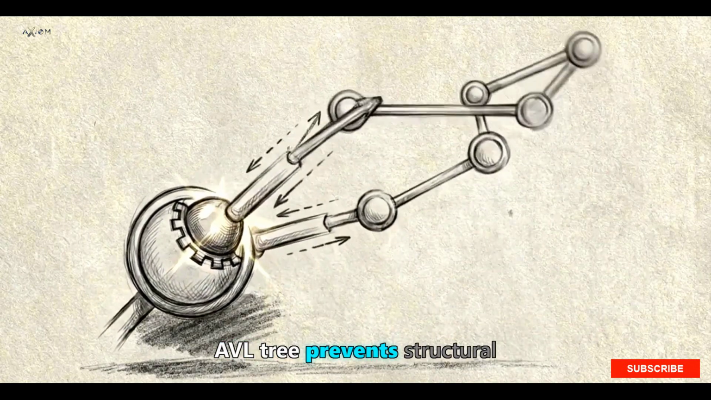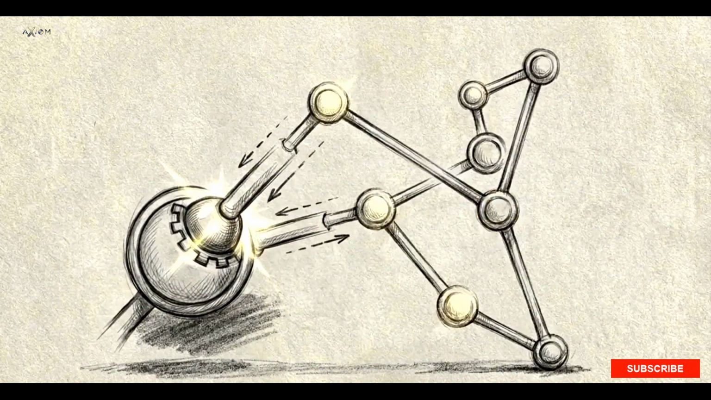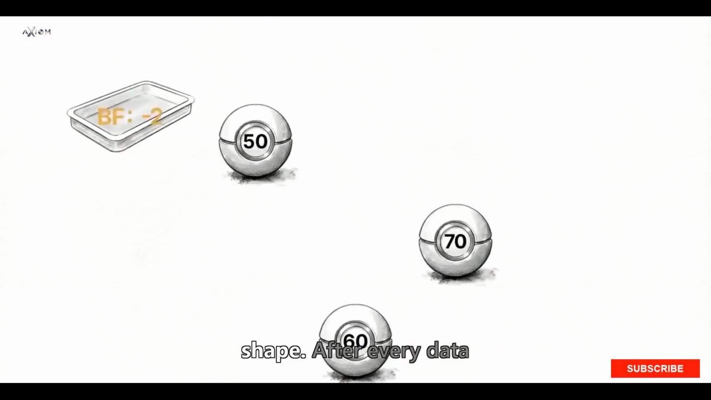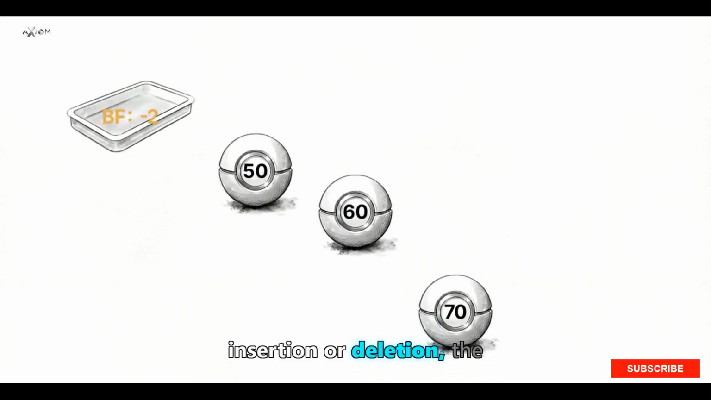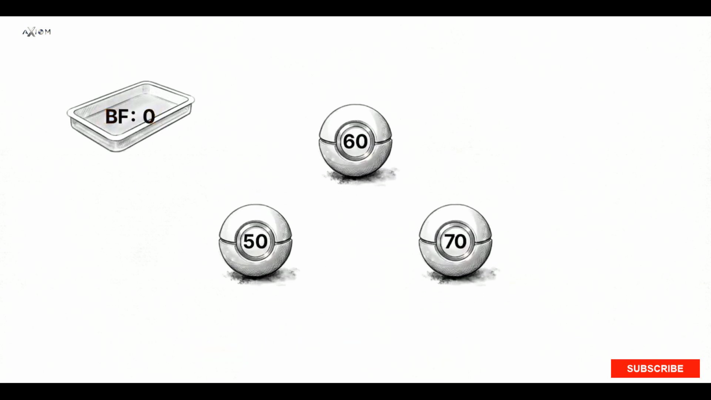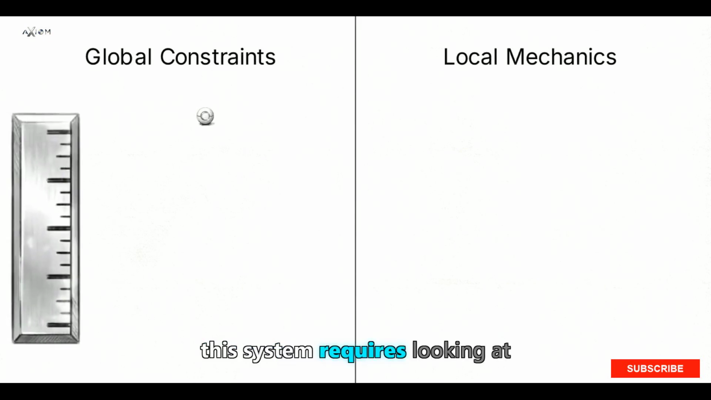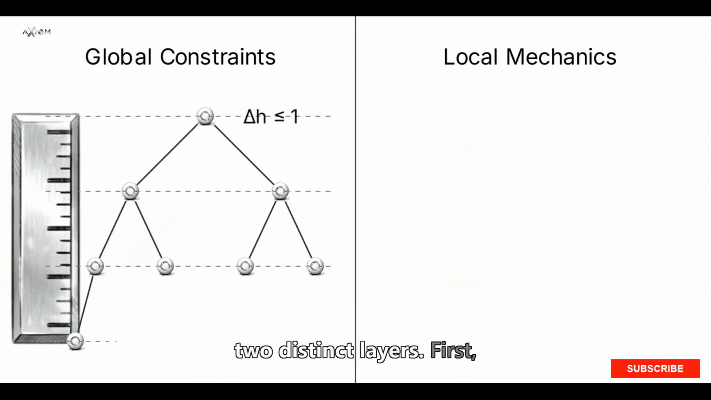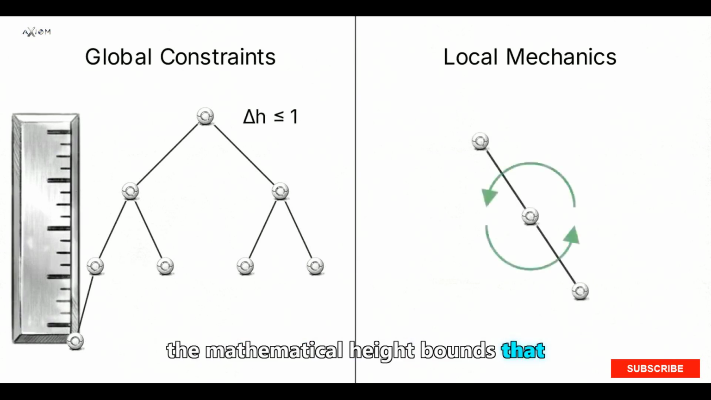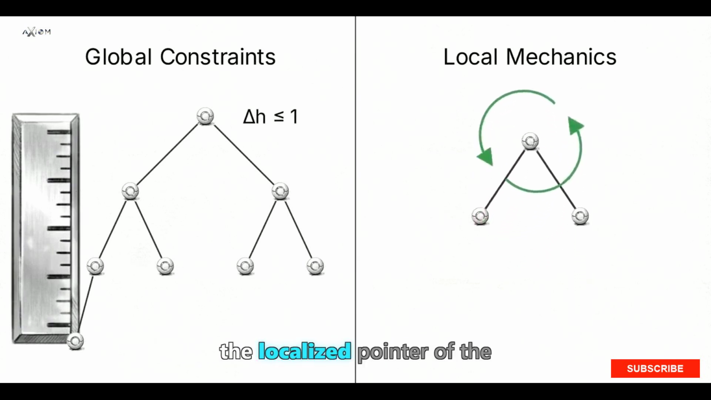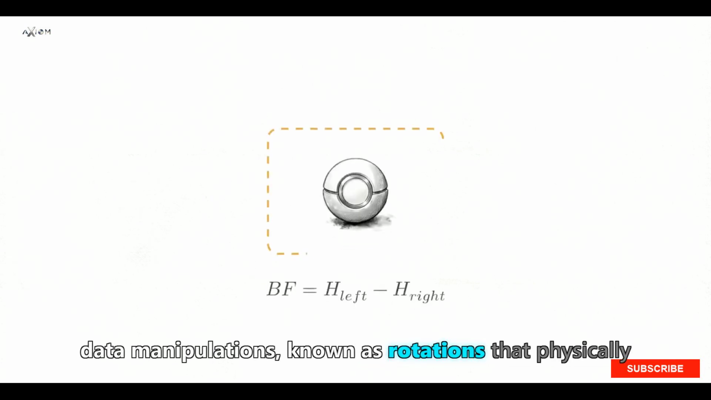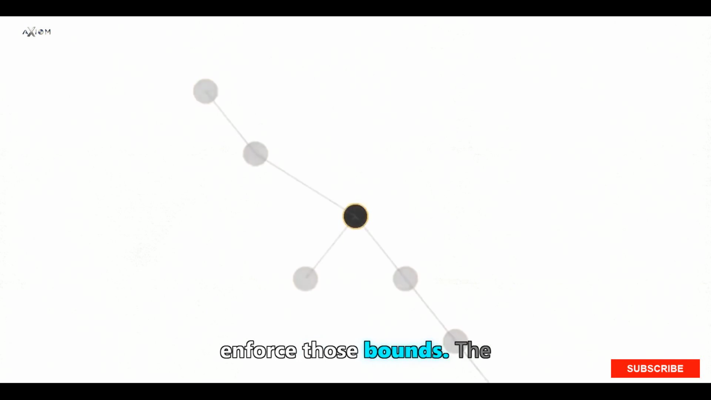The AVL tree prevents structural collapse by enforcing a strict mathematical invariant on its shape. After every data insertion or deletion, the tree calculates its internal state and realigns itself to maintain equilibrium. Understanding this system requires looking at two distinct layers. First, the mathematical height bounds that define balance. Second, the localized pointer manipulations known as rotations that physically enforce those bounds.